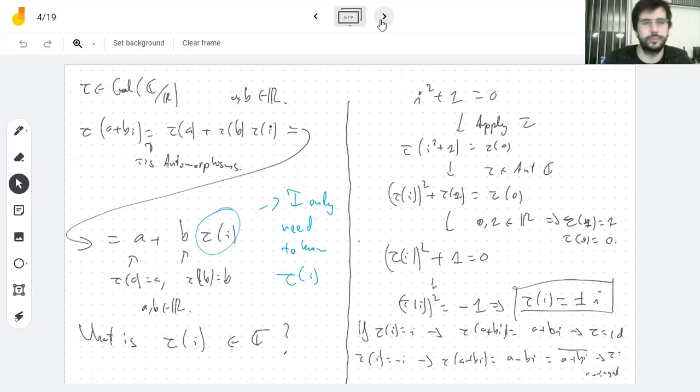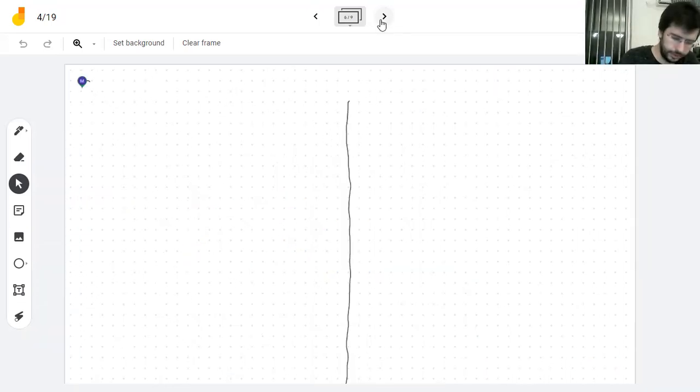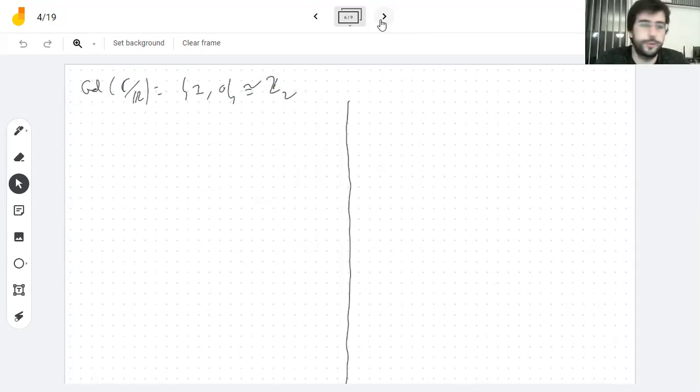So that's it. The Galois group of C over R is a group with two elements, which is the cyclic group of order two. So there you go. Now you know a Galois group.